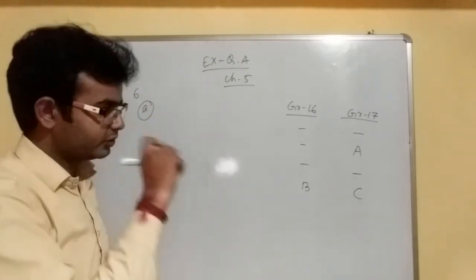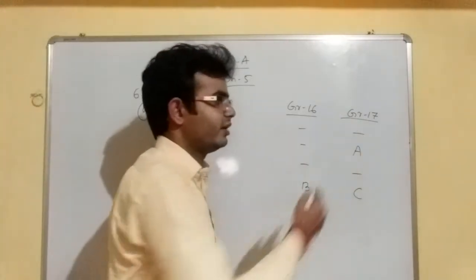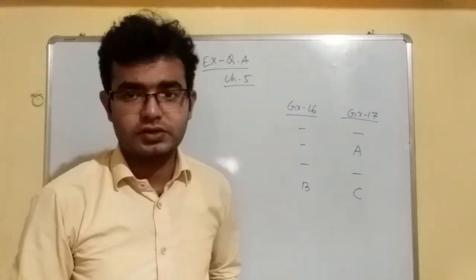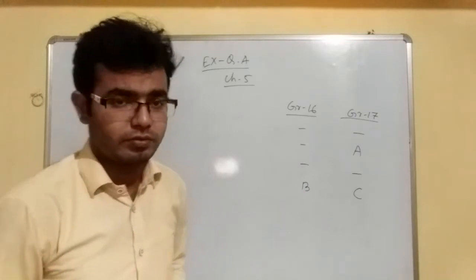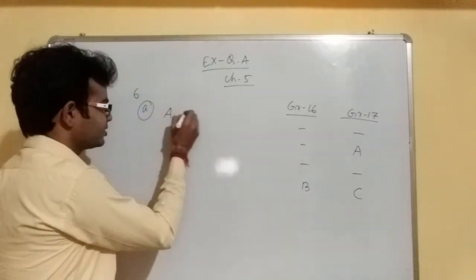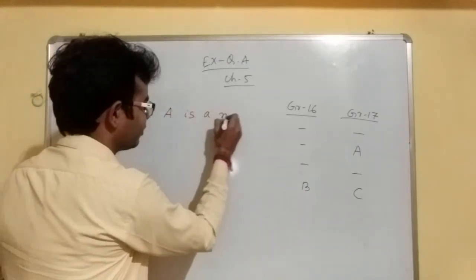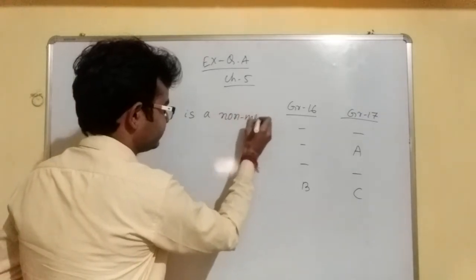So let me check the position of A. A is present in group 17, so it contains 7 valence electrons. So it will gain an electron, that's why it is a non-metal. So the answer to question A is: A is a non-metal.